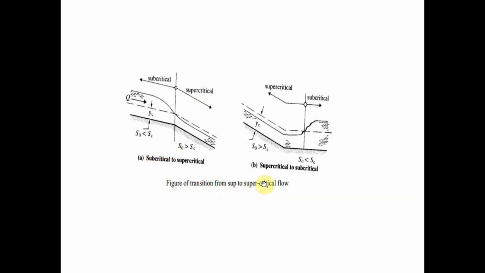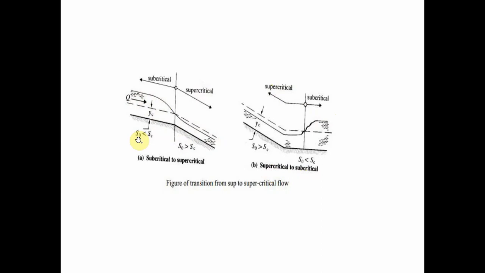So this diagram represents the figure for transition from subcritical to supercritical flow. So A and B: A is subcritical to supercritical, so this part is subcritical and this part is supercritical, and this figure B is supercritical to subcritical. So this is the discharge and this is the depth. See the flow, it is wide here and it is narrow here.